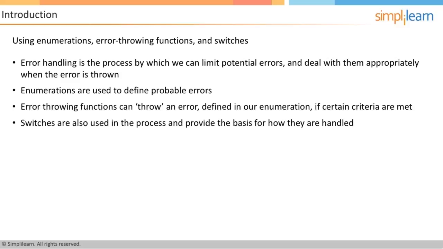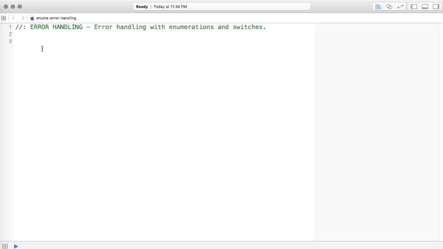Okay, so we're going to get into a playground right now, and this playground is actually called enum's error handling. So if you're looking for that in the source, that's what you're looking for. So we're going to jump right into that and talk a little bit about how to handle these errors in our code.